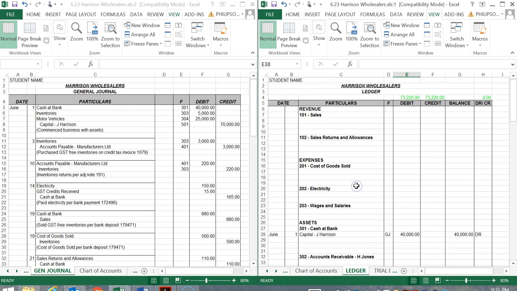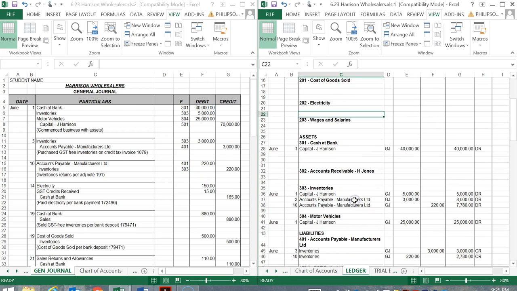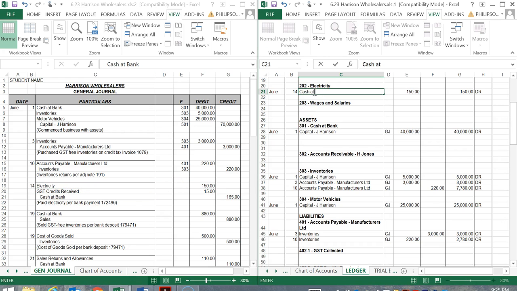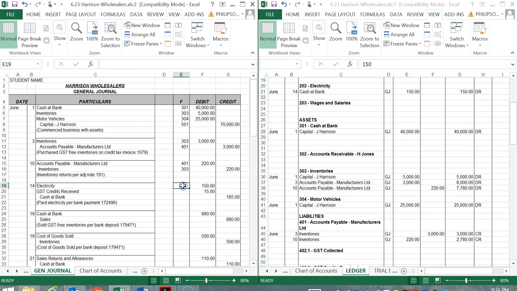Okay, up top, balances, all good. Let's move on. We've paid our electricity bill. $150 debit to electricity. So we have June the 14th, 150 to electricity. 150 is our balance. Our particulars, what's on the credit side of that journal entry? We've paid cash, so cash bank. Folio and 202.